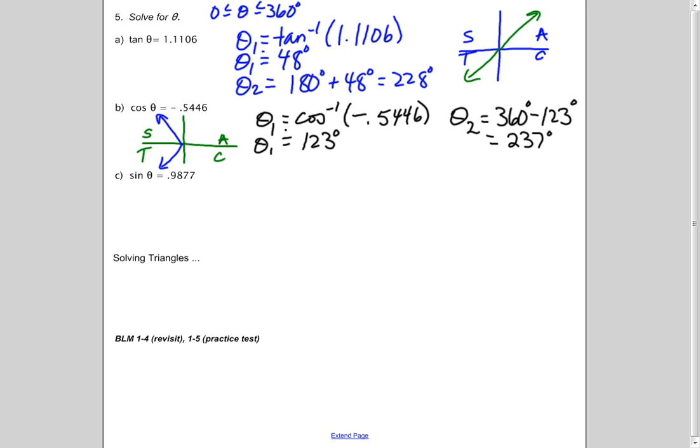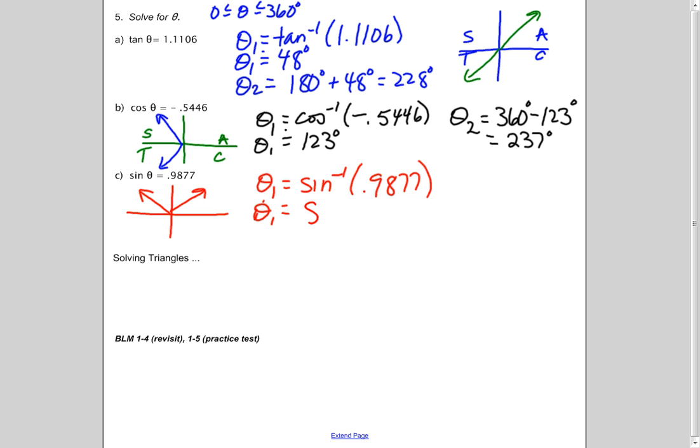And lastly, sine theta is positive 0.9877. Sine is positive in this quadrant and in this quadrant. So the first answer is just trusting your calculator, 0.9877. And the calculator gives me 81 degrees. And for sine, and we use this one often, for our second possibility, we subtract from 180. So our second possibility, which is in quadrant 2, is 99 degrees.